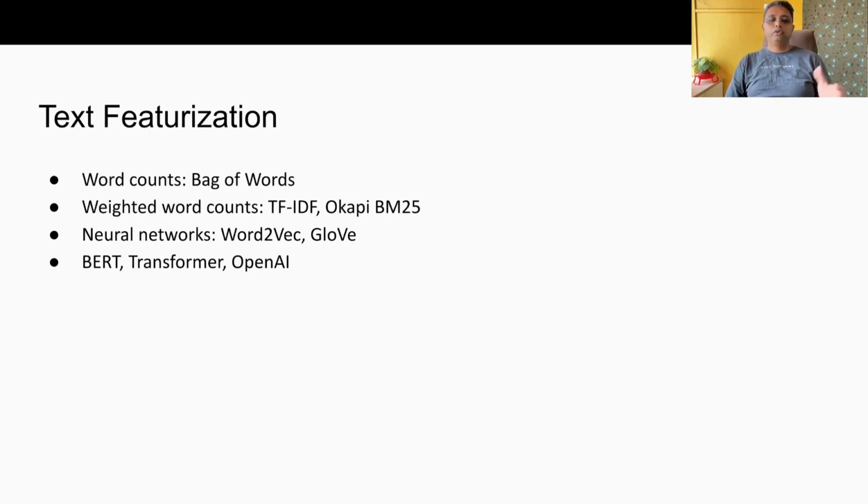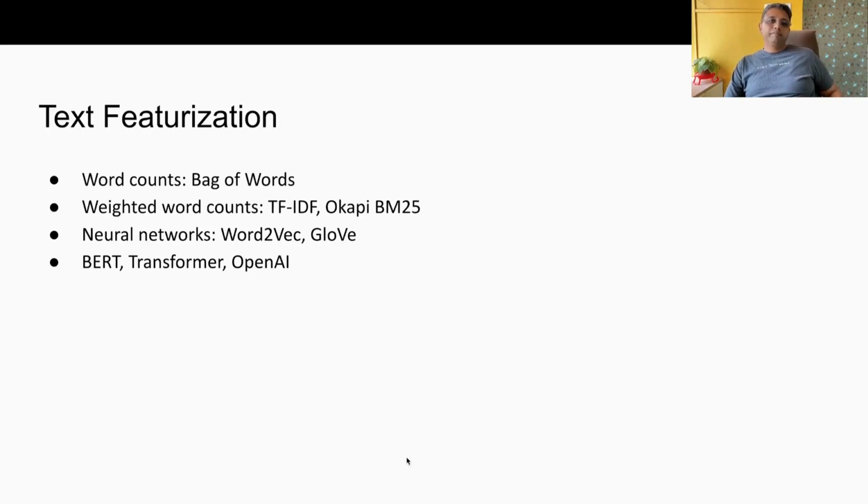Now I would introduce you to the term text featurization. I won't go into very technical detail, but when text is used in machine learning algorithms, it is converted to numbers, and converted in a way that it does not completely lose its meaning, while still being represented in the form of numbers. There are different techniques known as text featurization techniques.